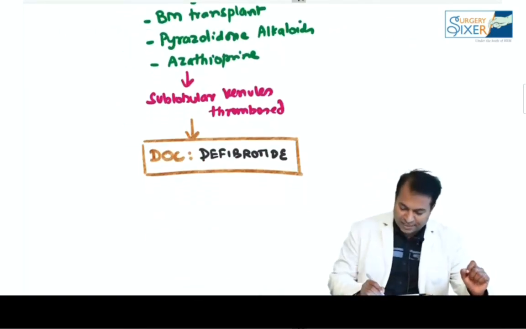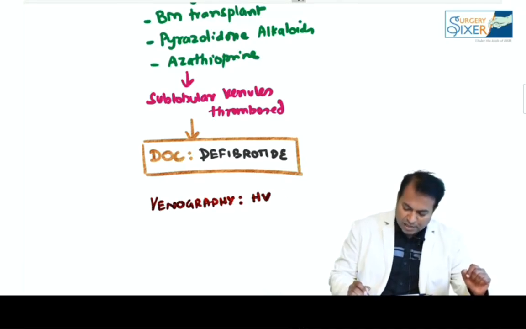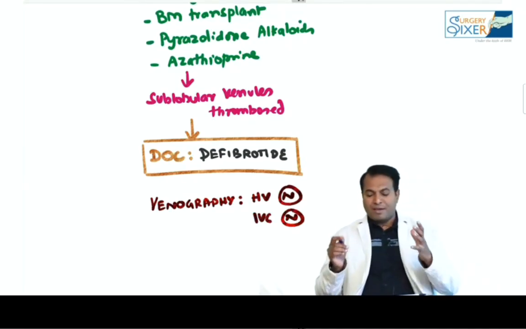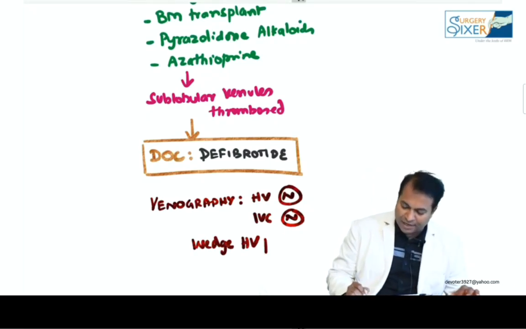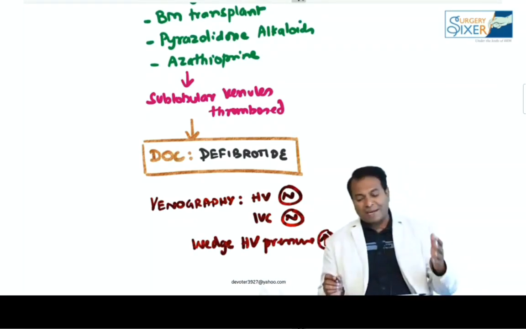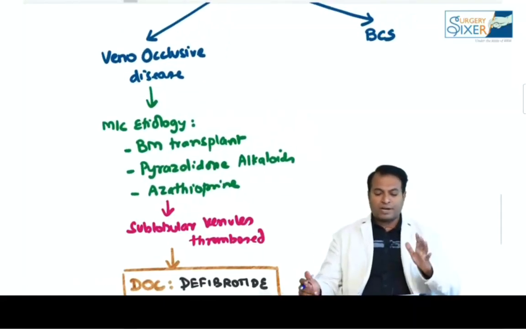And how to diagnose this condition? If you do venography, please remember this very interesting point: the hepatic vein is normal, and the IVC is also normal. Then what is the problem? The wedged hepatic venous pressure will be increased. Otherwise the hepatic vein and IVC look normal. So please don't forget veno-occlusive disease.